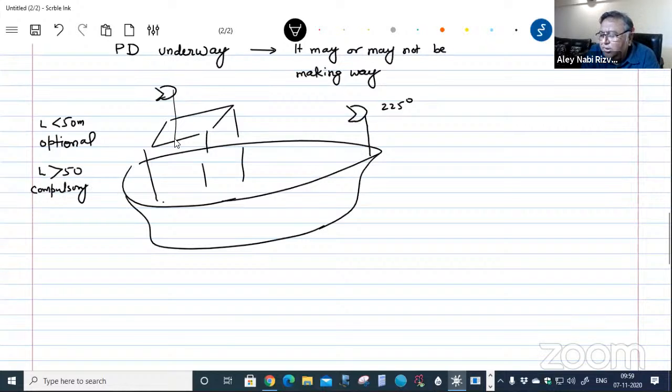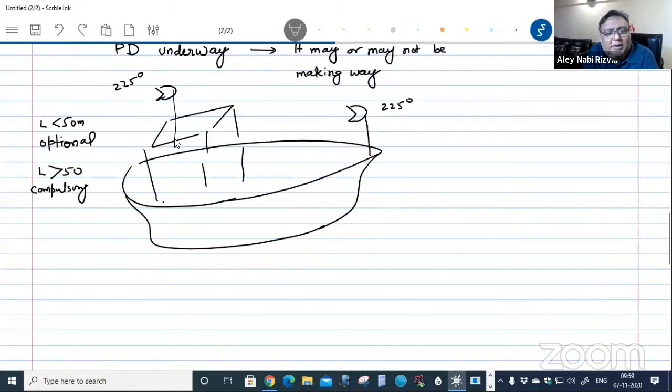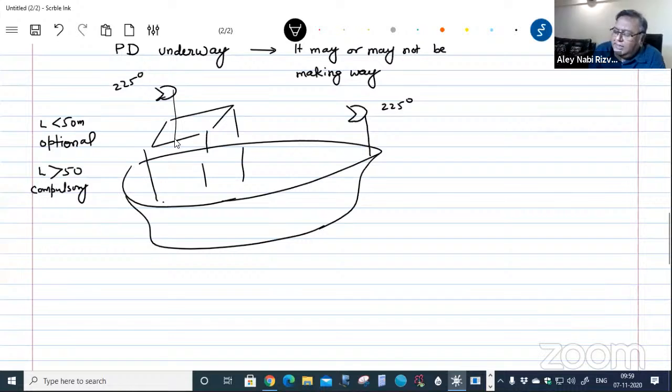So if it is showing a light here, second masted light, which is 22.5 degrees abaft and higher, then we cannot say about the length. It could be optional, it could be compulsory. So what do we say? The length is probably more than 50 meter. And then we have side lights. Side lights on the starboard side, this will be the side light here. The port side we cannot see, but I'm trying to show here. The port side will have the side light here, and then there will be a stern light. Is that clear?